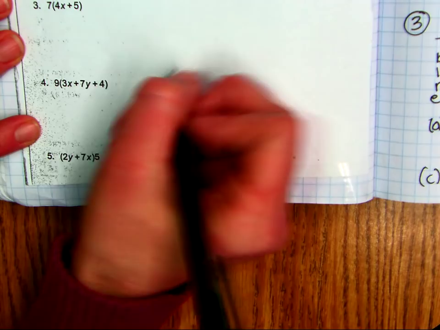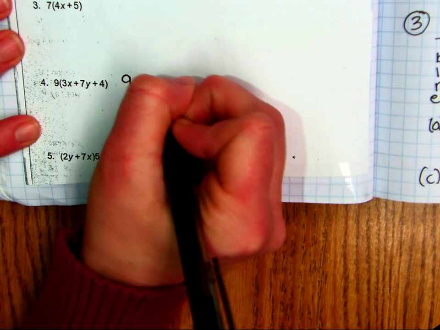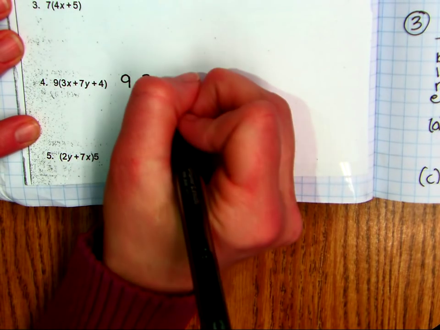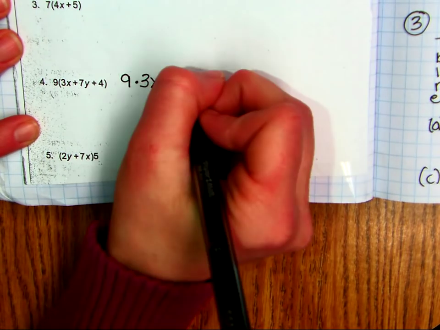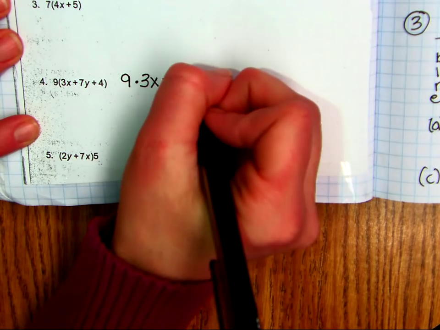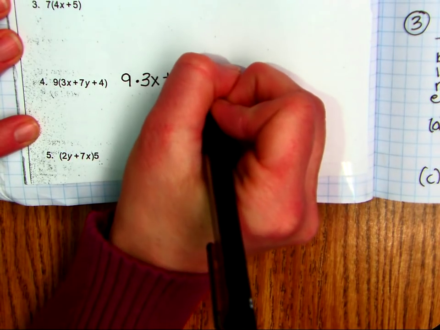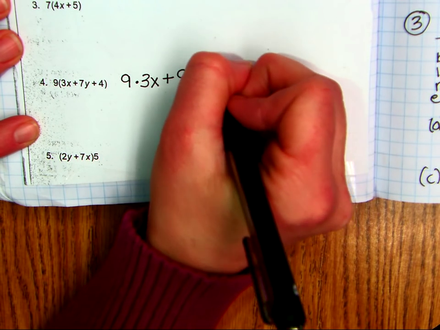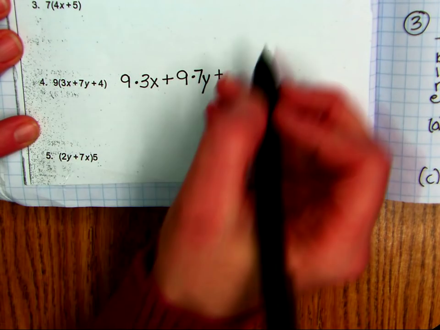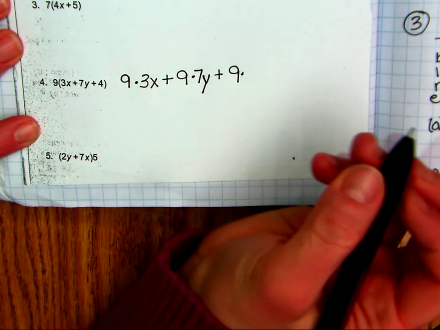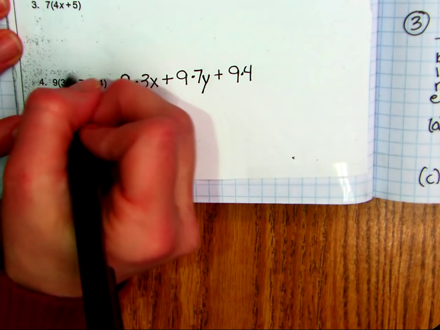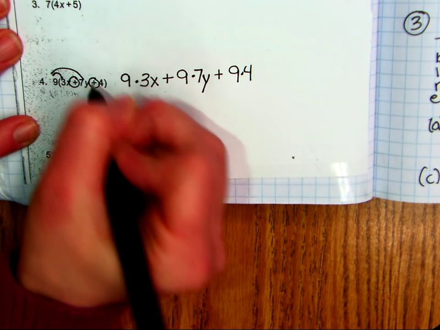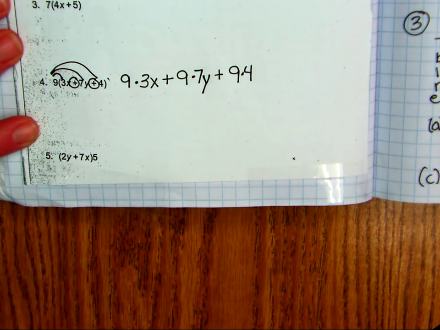Outside the parentheses is what, guys? 9 times what's in the first inside? 3x. What's our operation? Addition. Good. Go back to the 9. 9 times what? 7y. What's the operation? Addition. Okay. Go back out. 9 times what? 4. So it's the same thing. I went here to here, plus here to here, plus here to here. Okay? It's the same exact thing.